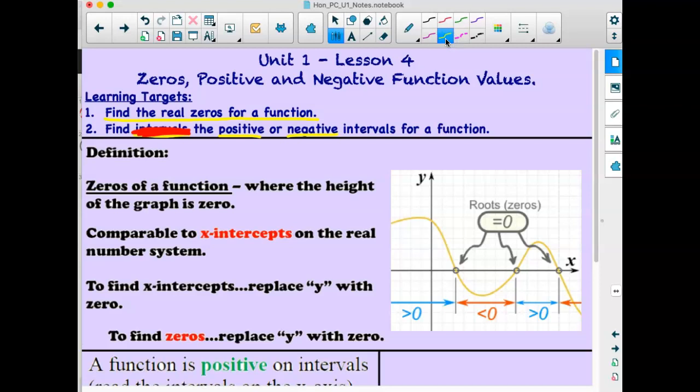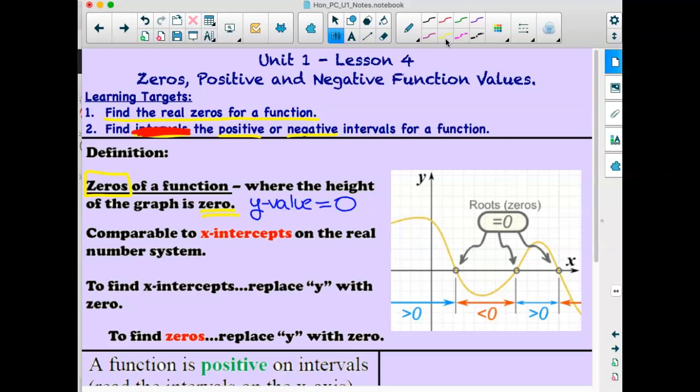All right, so a couple definitions here. So we're going to define the zeros. A zero of a function is a place where the height of the graph is 0. In other words, the y value or the output at that particular place is equal to 0. So those are called zeros.